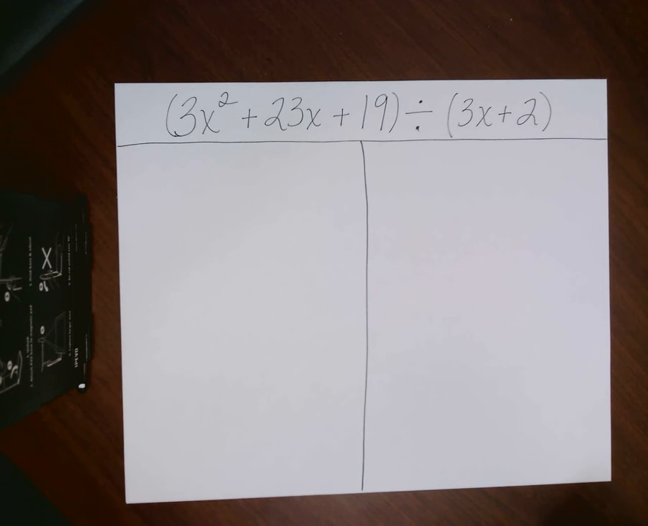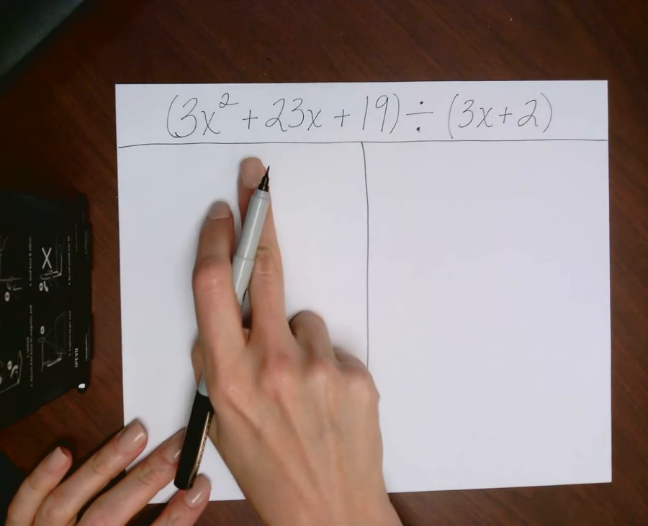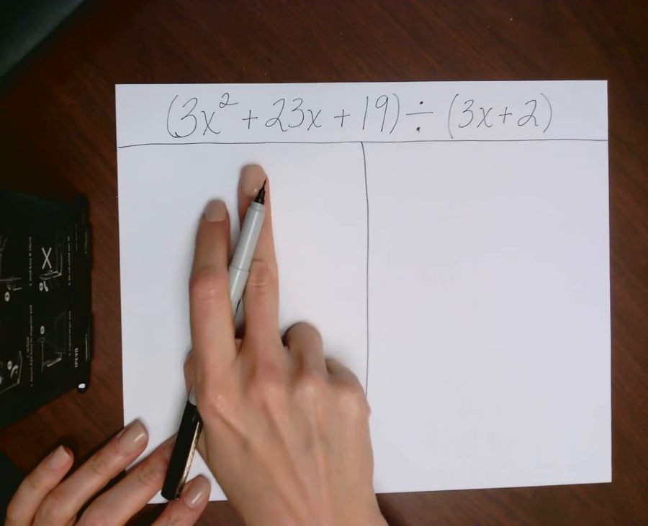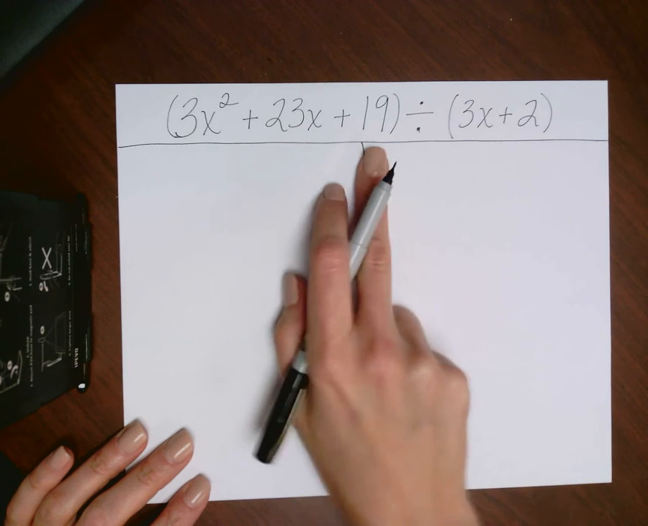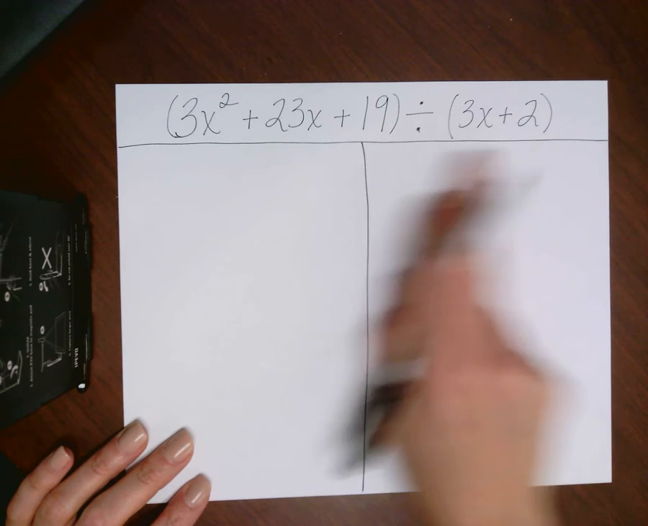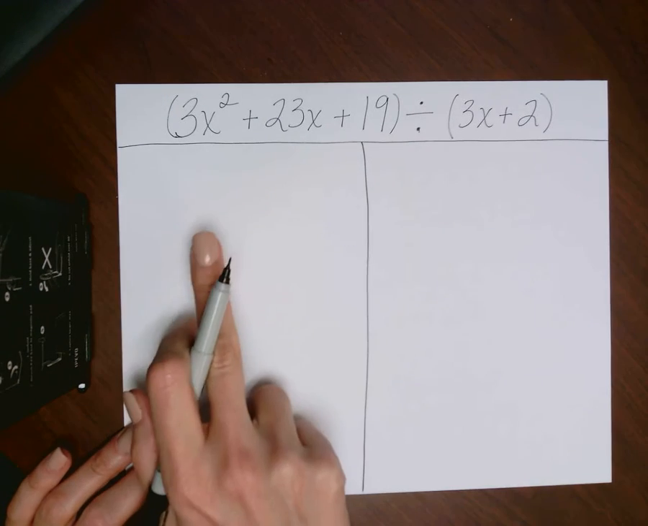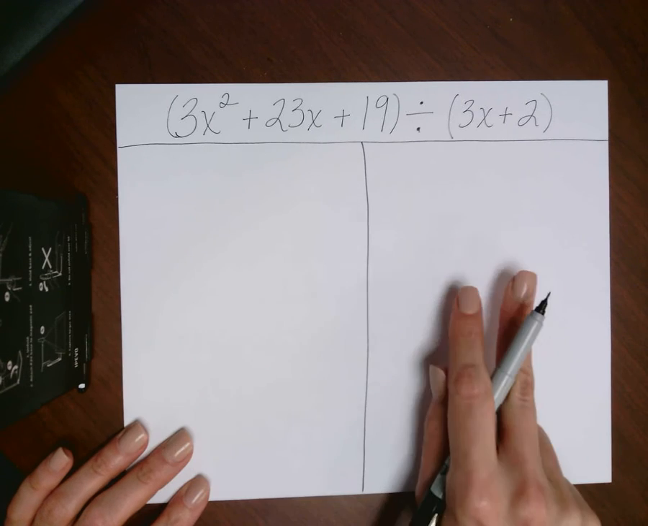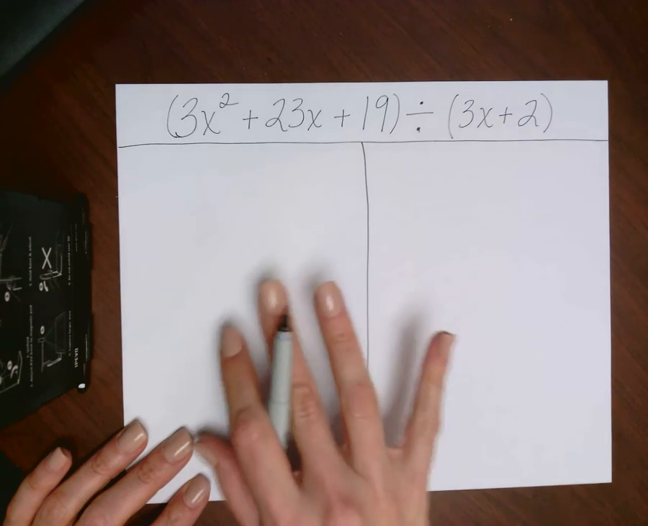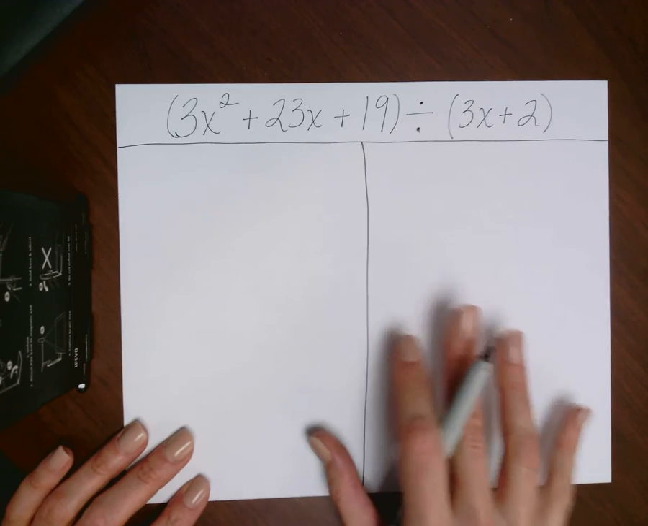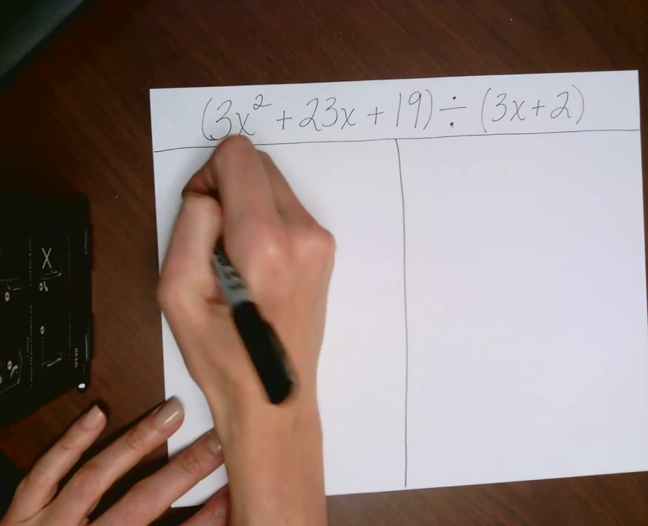In this video, I'm going to model how we use the area model to show long division. So the first thing I'm going to do is work with these two polynomials, 3x squared plus 23x plus 19 and 3x plus 2. We're going to show the long division algorithm as well as the area model in order to display how we do this division.